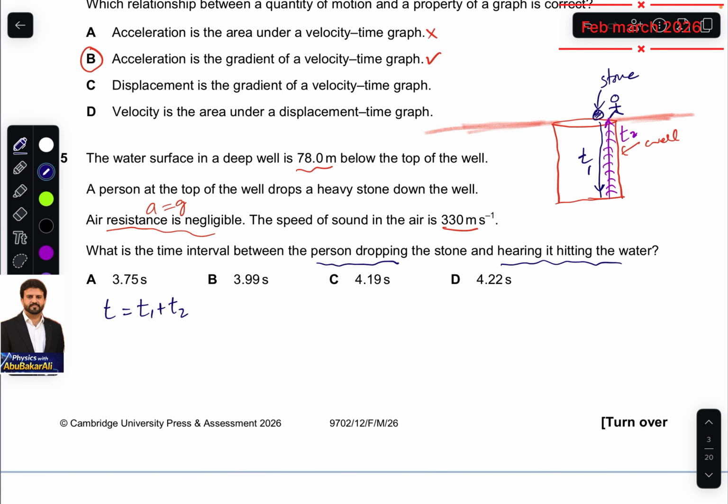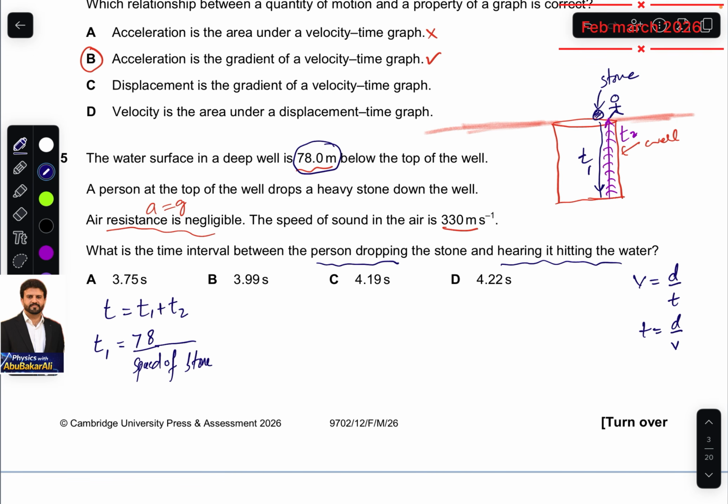T1 is the time in which the stone is going downwards. How much time will it take? We have a basic relation, v equals distance over time. So time equals distance over speed. The distance is given, 78, so that is 78 divided by the speed of the stone, and we don't know what that is.